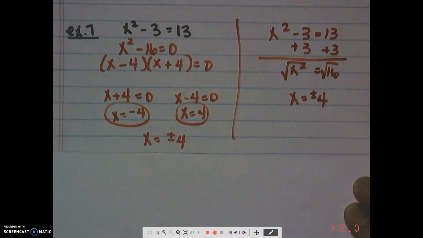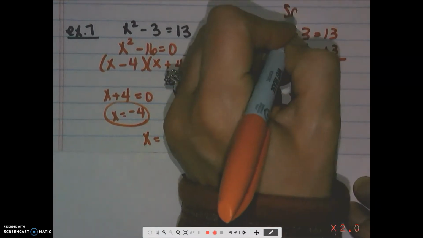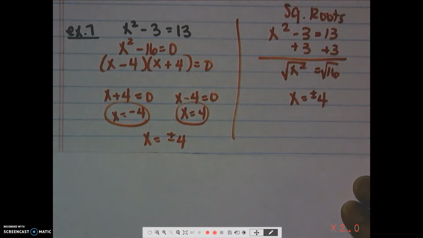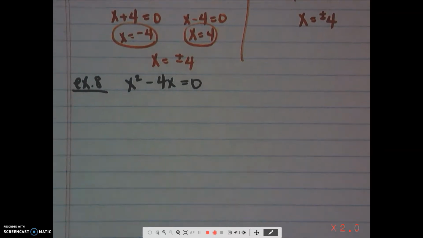But we have to remember positive or negative, because positive 4 squared is 16 and negative 4 squared is also 16. So you have to be very careful. You're still going to get the same answer. So this was square roots. And you're more than welcome to use that method. That only works if there is no linear term. Okay? All right, last example here.